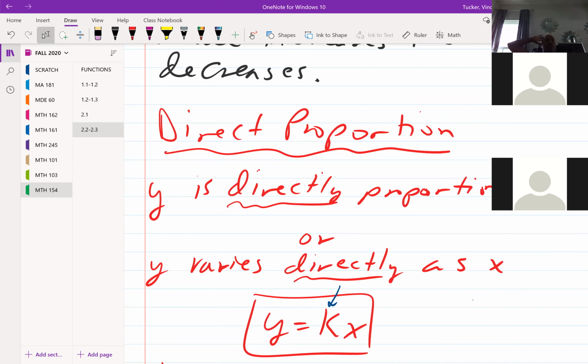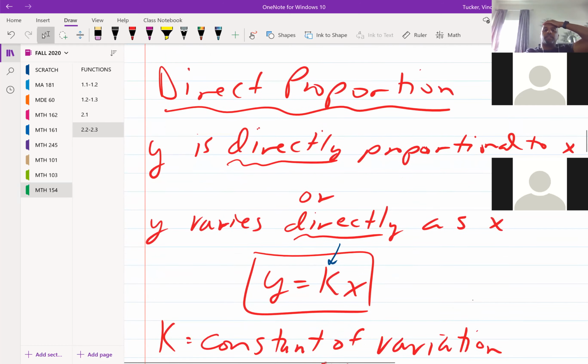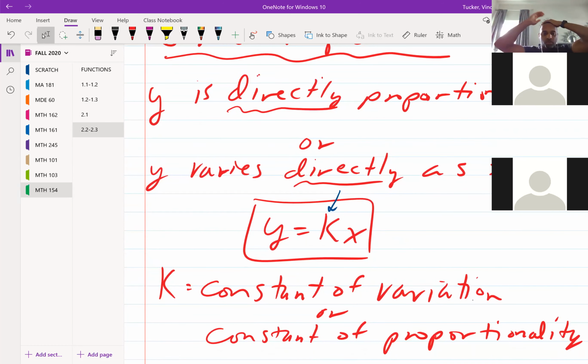So what's going to happen is that we're going to have keywords that dictate what formula, what relationship, we'll use. Direct proportion: you'll see it in the phrasing, in your wording, when we get to the problem. It says y is directly proportional to x, or y varies directly as x. The way we will set up the problem is y is equal to kx. K is our constant of variation, or you may see the phrase constant of proportionality. So K will always be a part of these relationships that we're going to create.